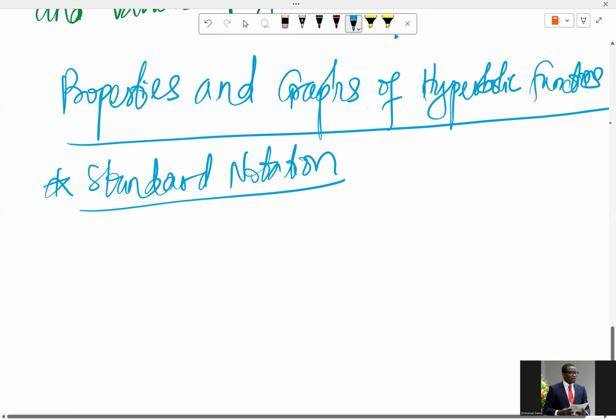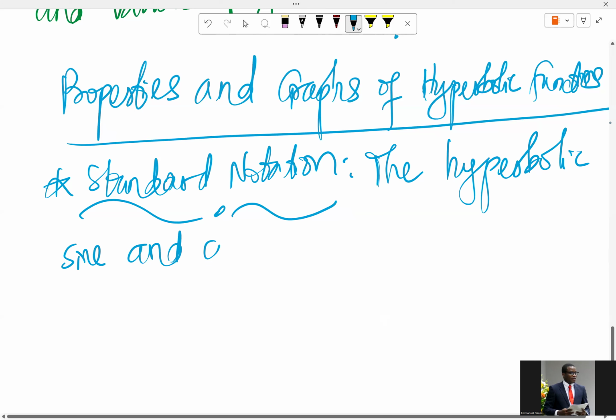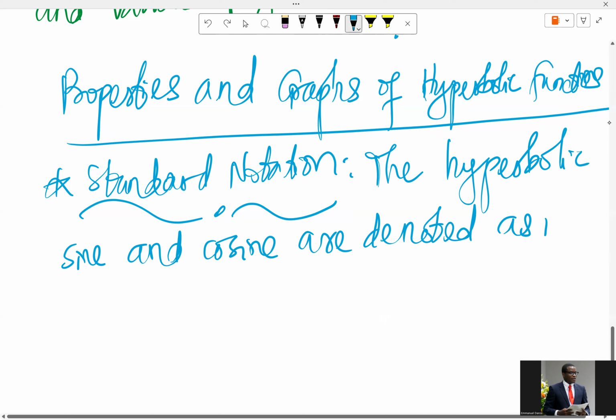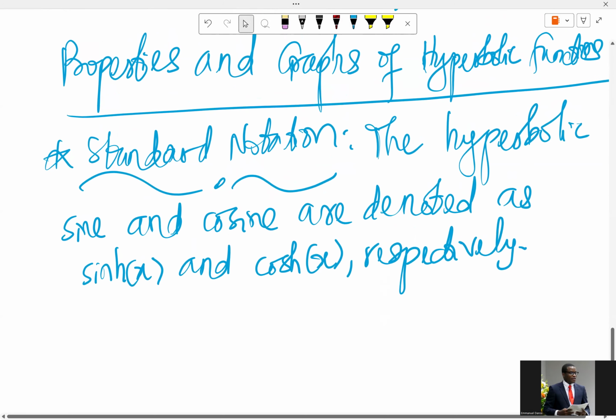Of course, we've talked about this already in a way. So the hyperbolic sine and cosine are denoted as sinh x and cosh x respectively. So we've seen that, we have talked about that already. So that is the standard notation.